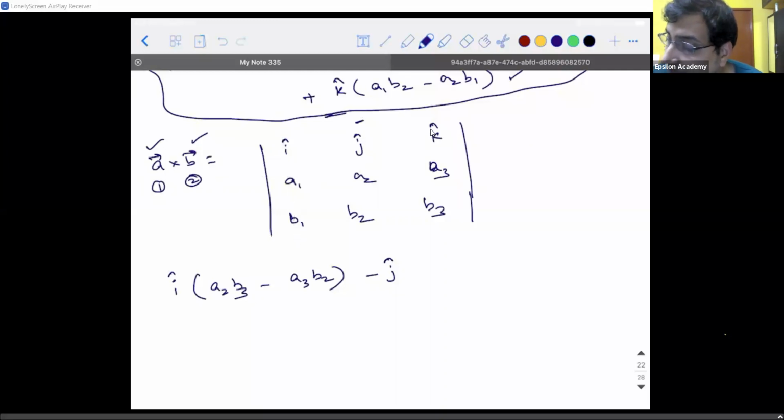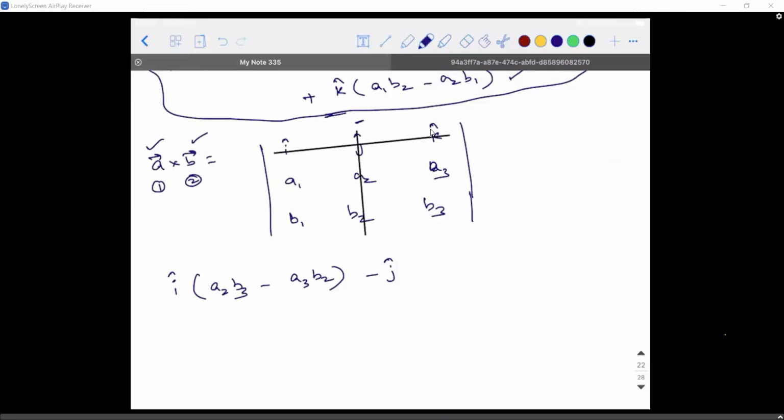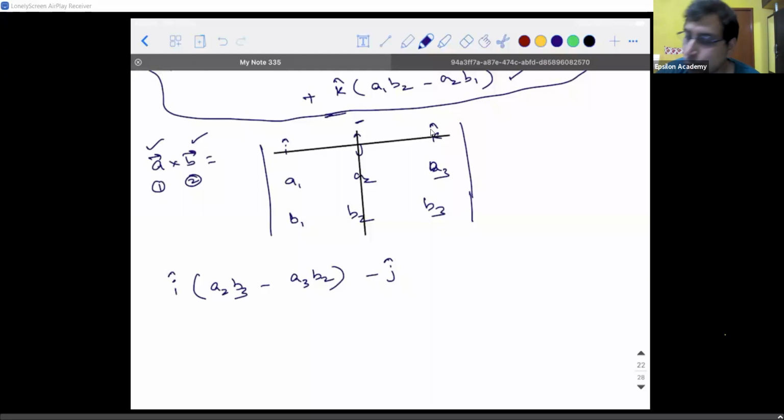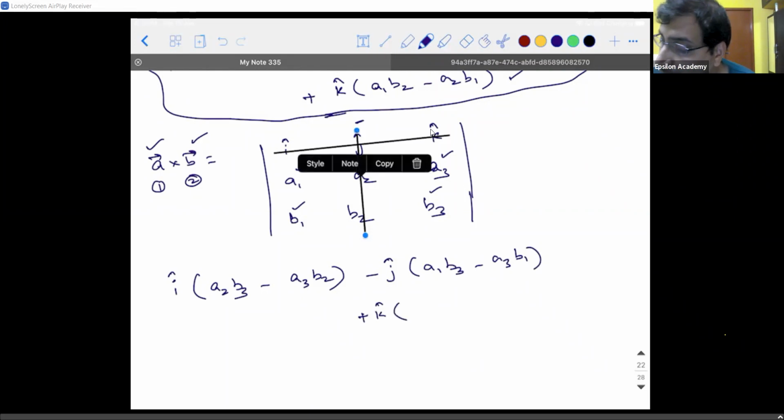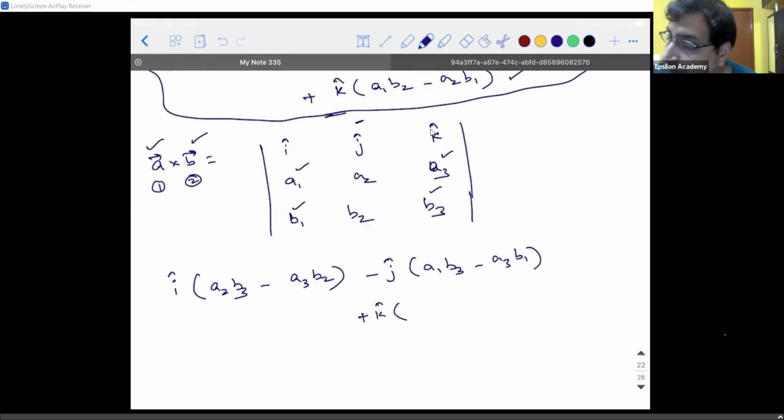Minus J cap. Then what will happen, guys? You will have to hide the corresponding row and column. So what am I able to see? I'm able to see A1, A3, B1, B3. Cross multiply them: A1 B3 minus A3 B1, plus K cap into hide the corresponding row and the corresponding column.